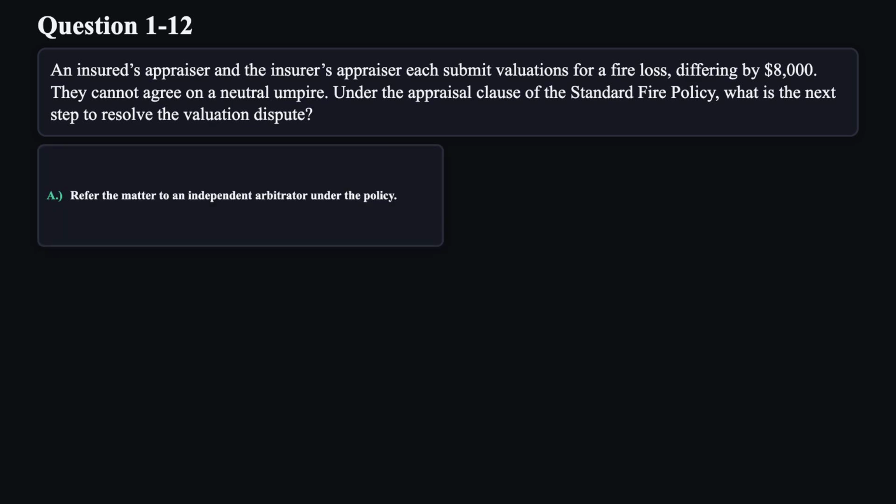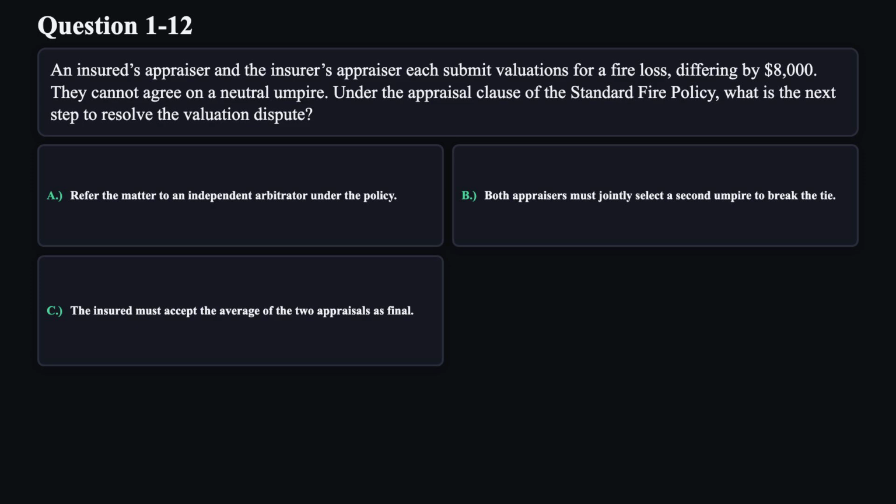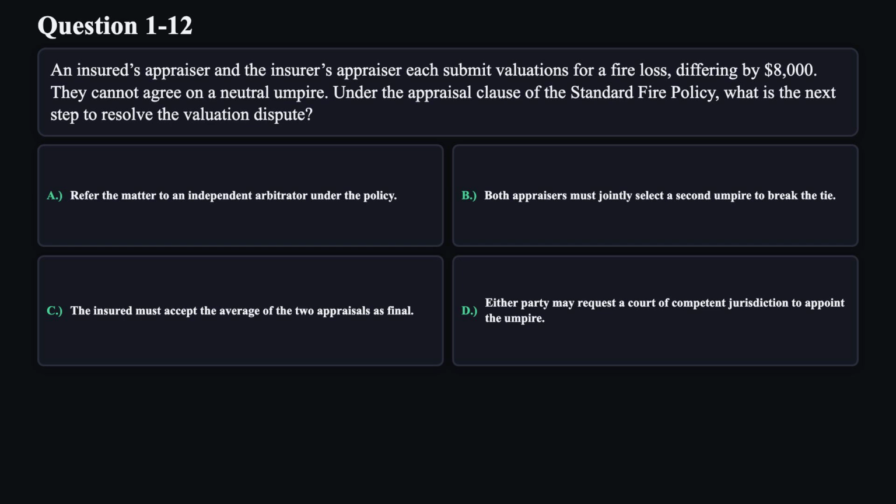A. Refer the matter to an independent arbitrator under the policy. B. Both appraisers must jointly select a second umpire to break the tie. C. The insured must accept the average of the two appraisals as final. D. Either party may request a court of competent jurisdiction to appoint the umpire.